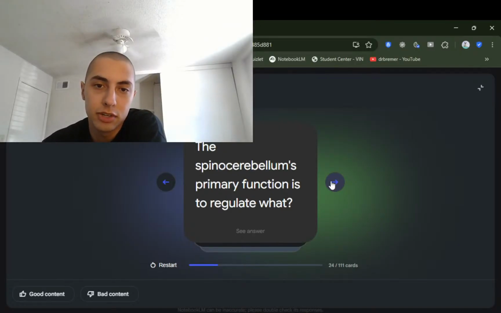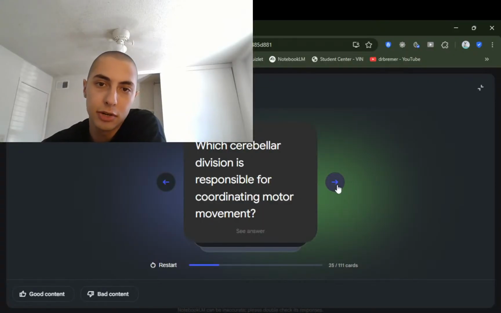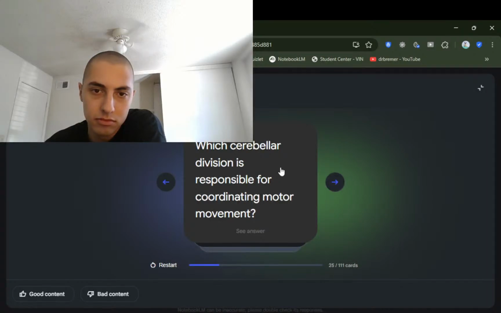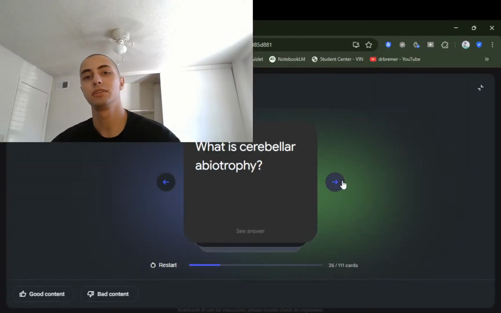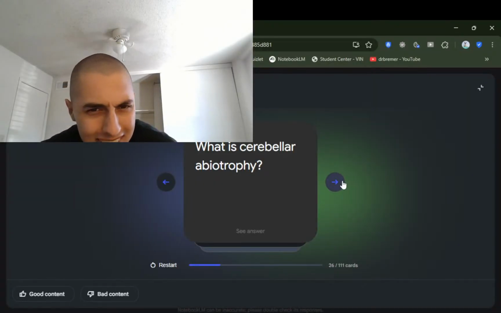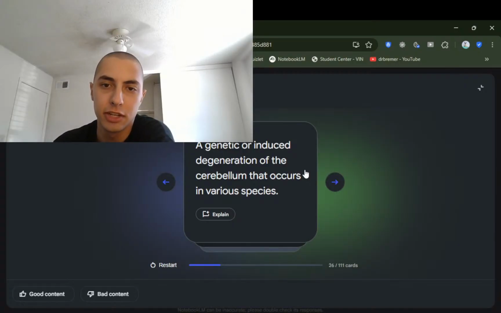The spinocerebellum's primary function is to regulate what? Muscle tone. Which cerebellar division is responsible for coordinating motor movement? The cerebrocerebellum. What is cerebellar abiotrophy? It is a genetic or induced degeneration of the cerebellum that occurs in various species.